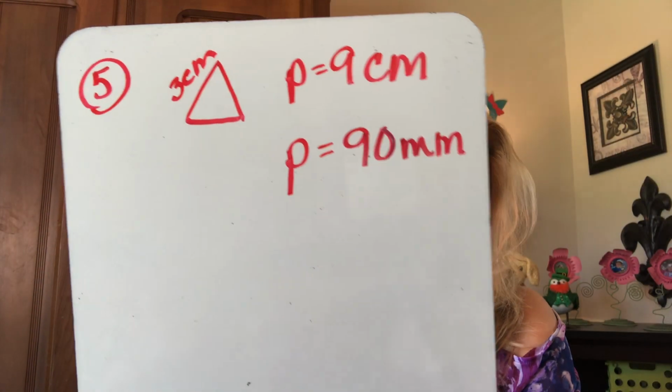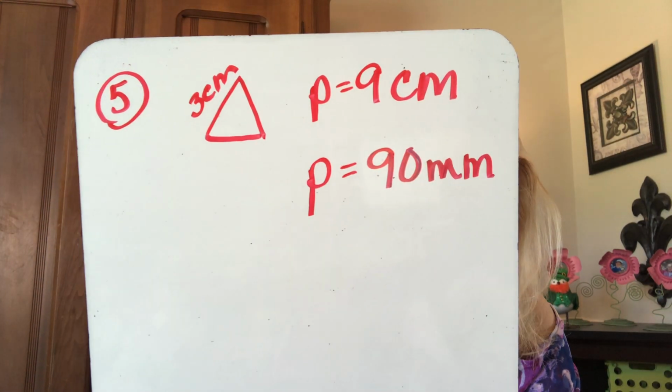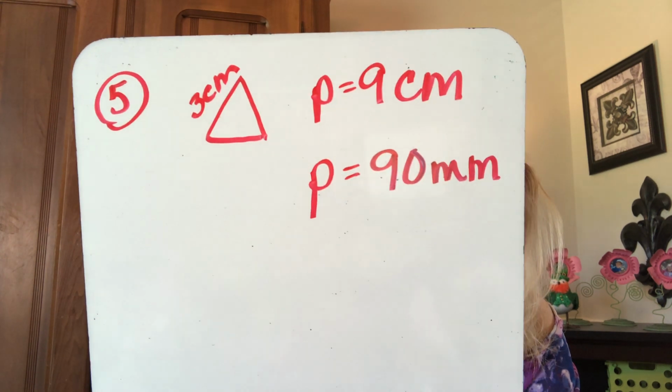Then they go a step further and they say, well, what about millimeters? How many millimeters is the perimeter? Remember how many millimeters in a centimeter? 10. Ava, what'd you say? 10. Okay, so my perimeter could also be 90 millimeters. Good.